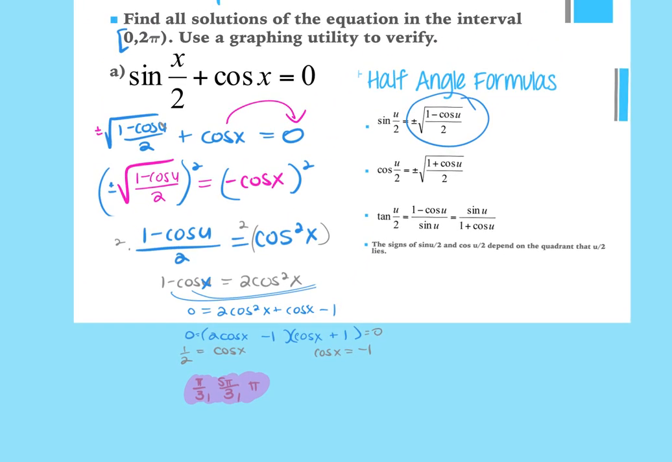Wait, so when you square something, it gets rid of the plus or minus? Yeah, no matter what sign that was, it would have become positive. Okay. Yeah, there's still one more, but go ahead.